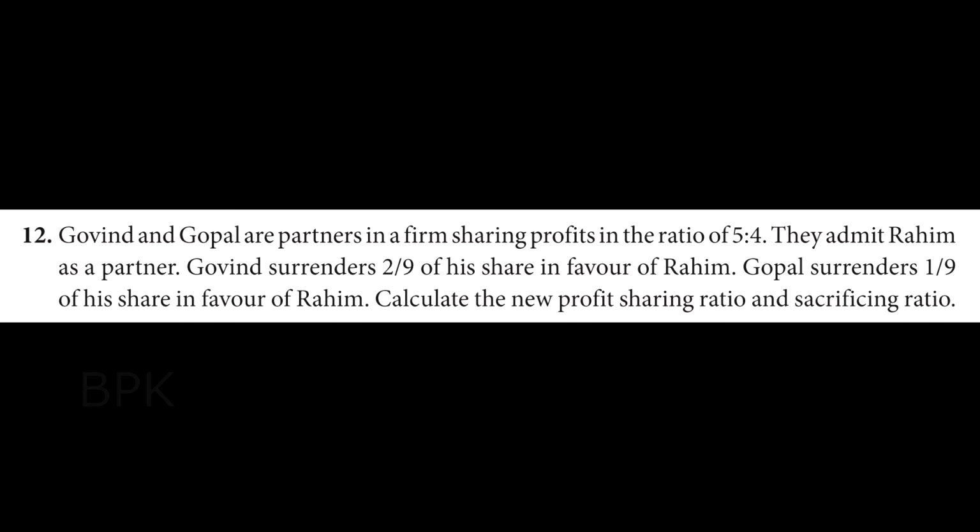Govind and Gopal are partners in a firm sharing profits in the ratio of 5:4. They admit Rahim as a partner. Govind surrenders 2/9 of his share in favor of Rahim. Gopal surrenders 1/9 of his share in favor of Rahim. Calculate the new profit sharing ratio and sacrificing ratio.